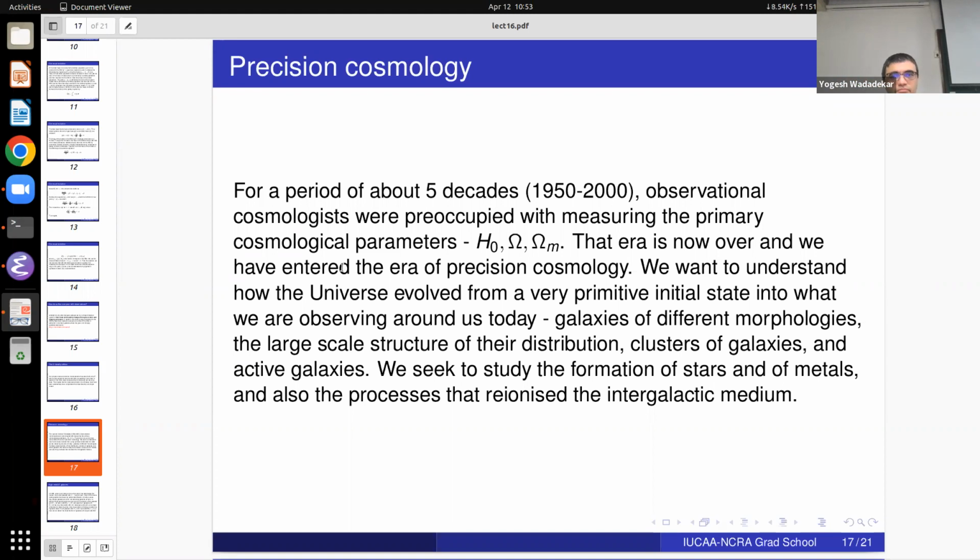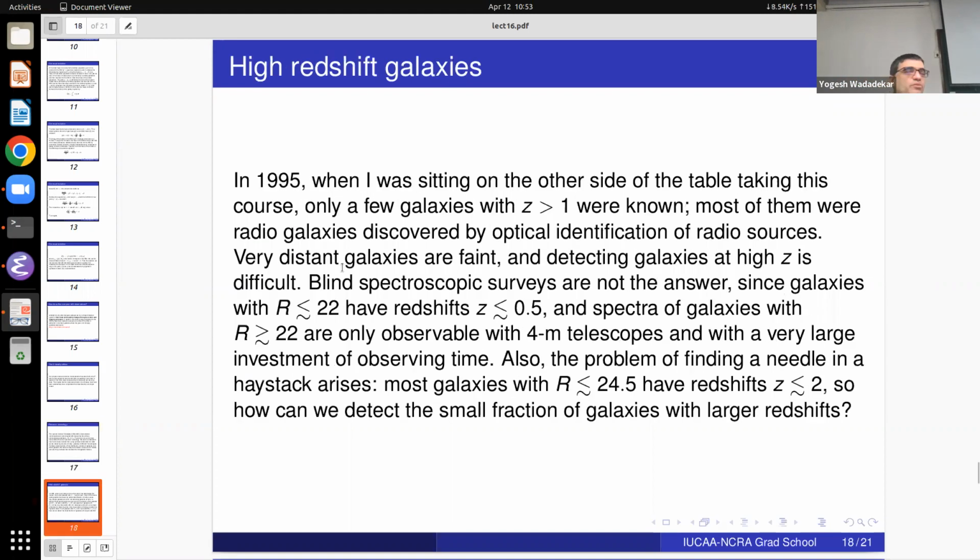Okay. But again, as I said, we won't talk much about the reionization because I think that will get covered in your IGM course.